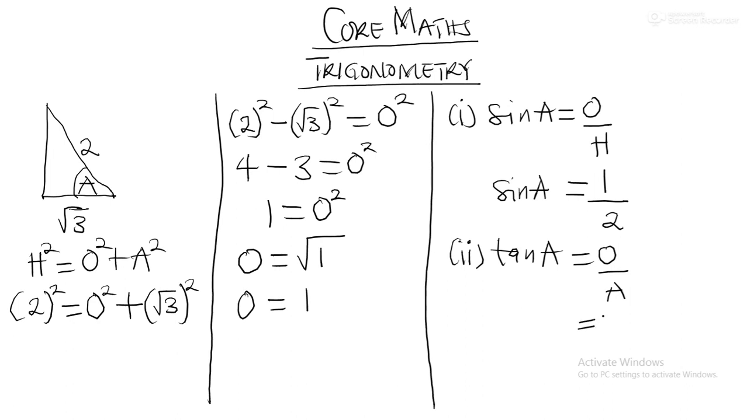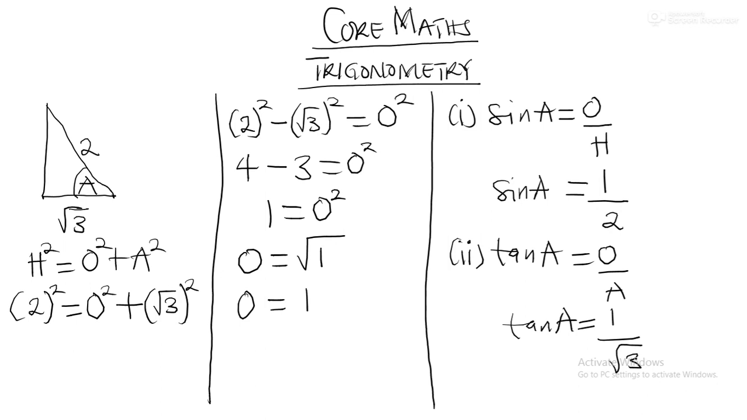So what's our opposite? 1. What's our adjacent? Square root of what? Of 3. So tan A is 1 over square root of what? 3. But I told you that anytime you have a fraction where the denominator is an irrational number, that it's in a set form, you have to what?